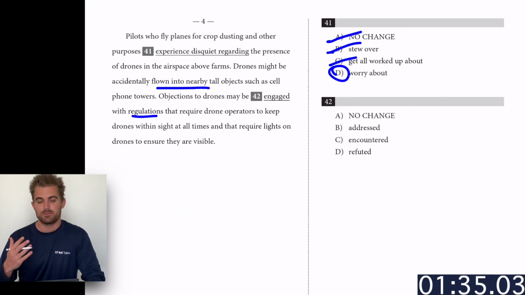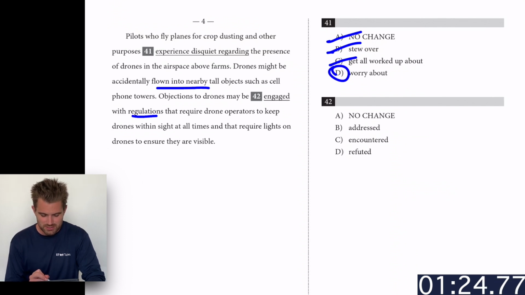And if you see enough of these practice tests, you're just going to know what the right answer is, right? You just know that it's not going to be B and C because that doesn't reflect the tone of typical SAT writing language passages. Objections to drones may be engaged with regulations.